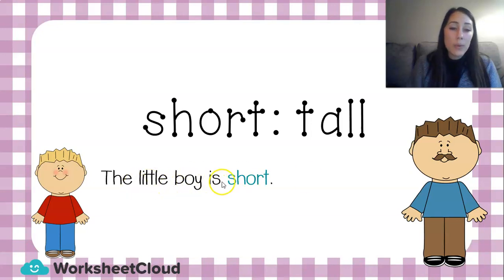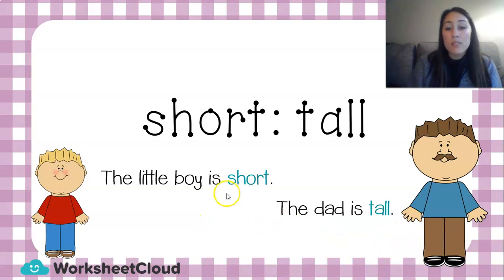The little boy is short. The dad is tall. Now we could swap them around and say the little boy is tall and the dad is short, and it would mean the same thing. Maybe you have an older brother that might be very tall and might be taller than your dad. So it would still make sense, and that means that these two words are antonyms because they can fit into the same space in each sentence.